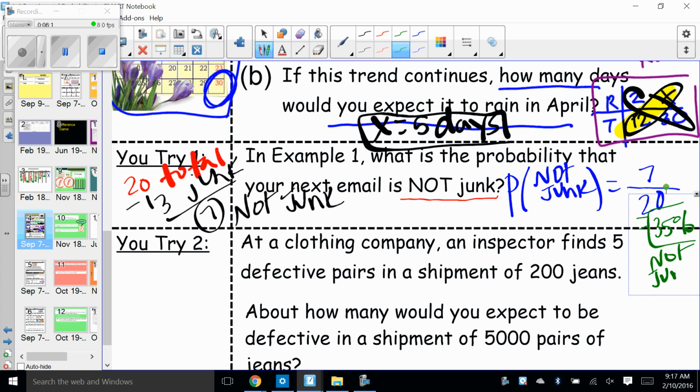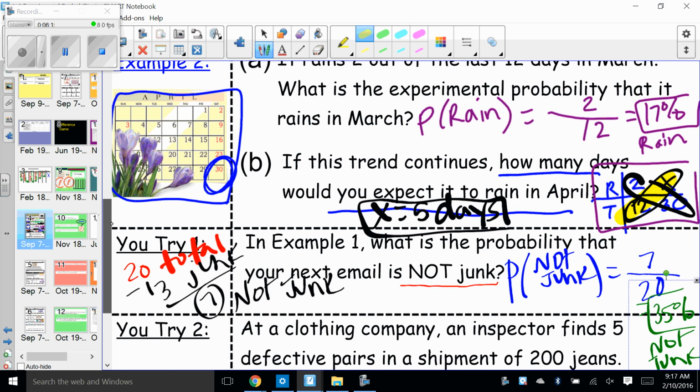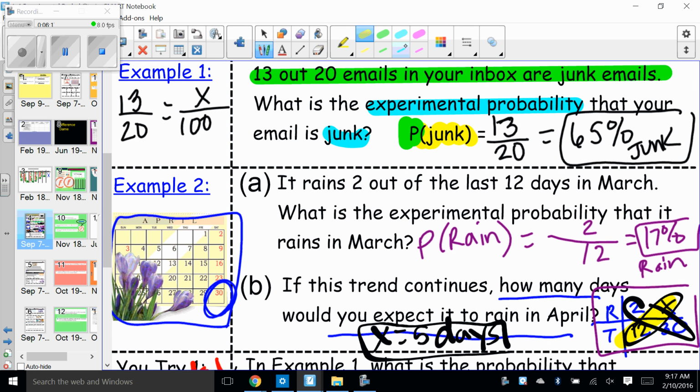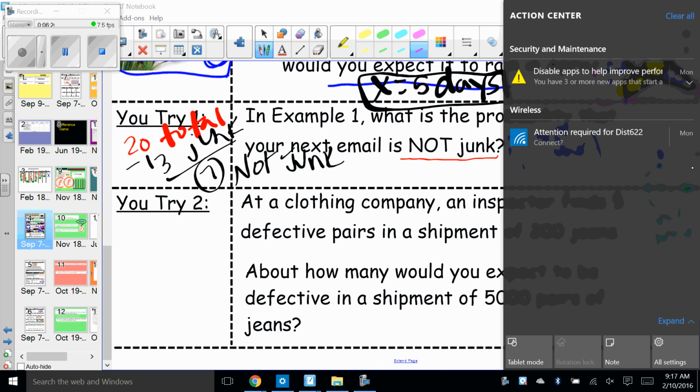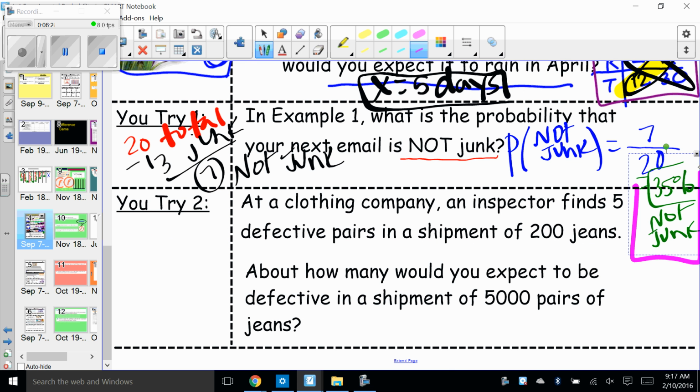Now, a couple things to talk about. Some of you might be like, yo, Ms. Volkman, here's the gig. You told us up here that, or we calculated up here that 65% of my emails are junk. So if 65% of my emails are junk, then it has to be true that 35% of my emails are not junk. I get that. So if that is your mindset, I'm totally cool with that.